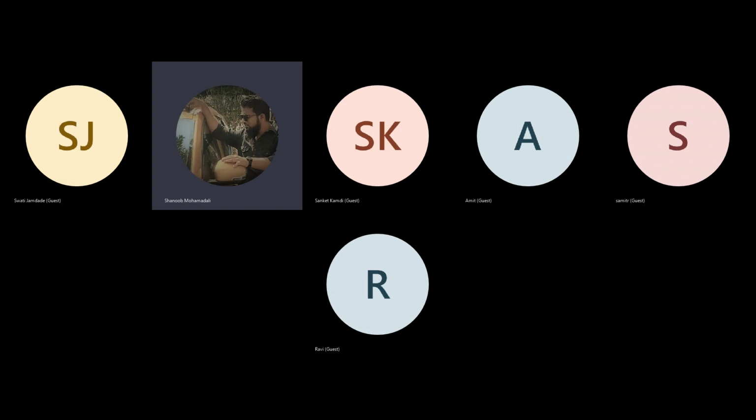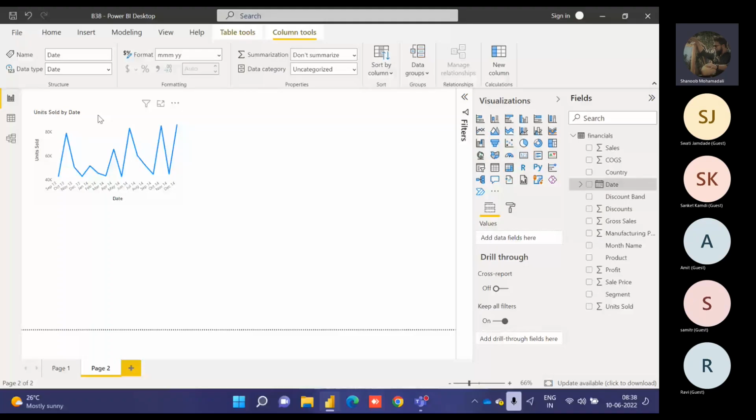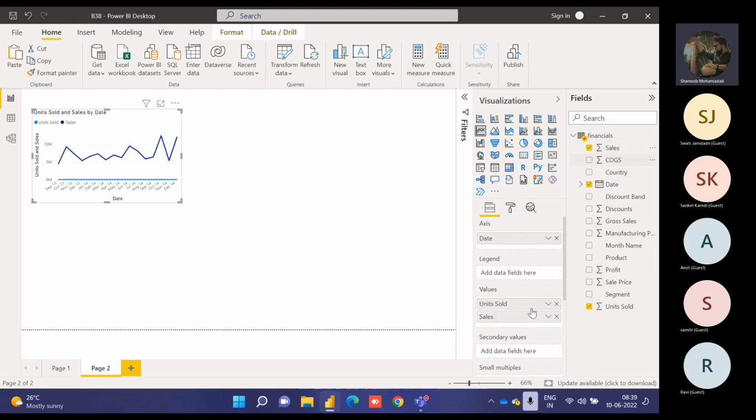All right, so let's continue. So that was about the line chart. Now, let's say I can also do the comparison between two different measures in a line chart. When I say comparison, let's say I have this units sold, which is in thousands. Now I have sales, which is in millions. So two different measures, but the range is different, correct?